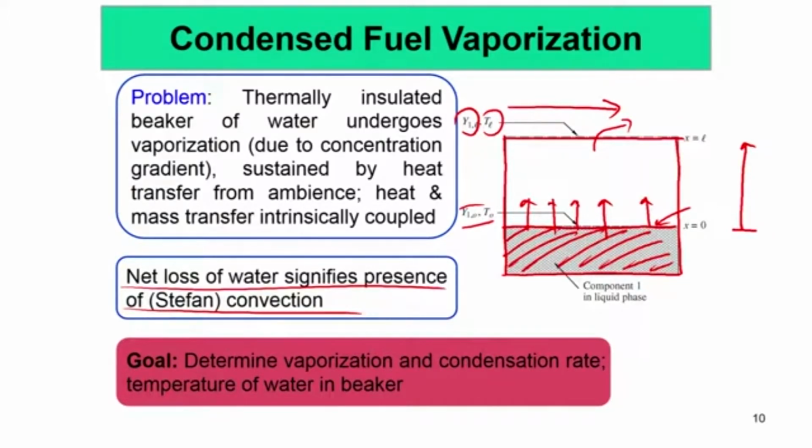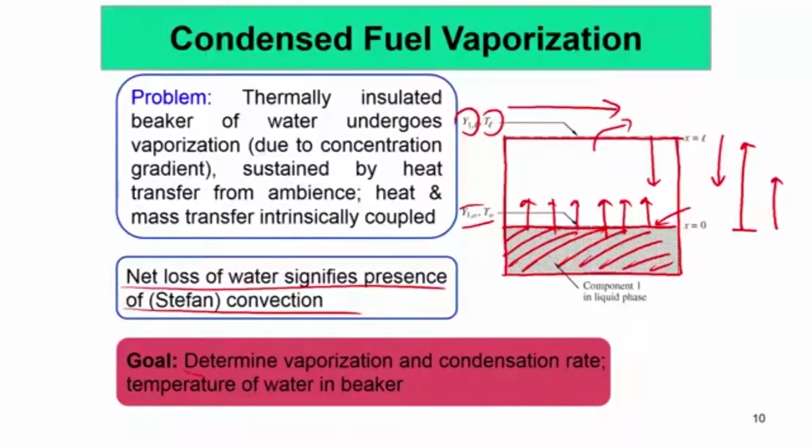So this is the thermally insulated beaker of water undergoing vaporization from here, and of course for vaporization you need the latent heat of vaporization, and that is supplied by the ambient. So essentially heat is diffusing from the top to bottom, and the water vapor is diffusing from the bottom to top. As a result of this, we will see that the heat and mass transfer of this problem will be intricately coupled. Alright. So this is the problem at hand. Then the goal is to determine the vaporization and condensation rate and the temperature of water in the beaker.